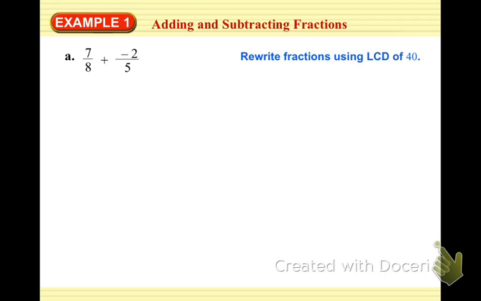So what we end up with is multiplying the first fraction by 5 over 5 and the second fraction by 8 over 8. Notice that the fractions we chose are equivalent to 1. This allows us to maintain the identity, using the identity property of multiplication, so that the original fraction is equivalent to the new fraction, and they both have a denominator of 40.